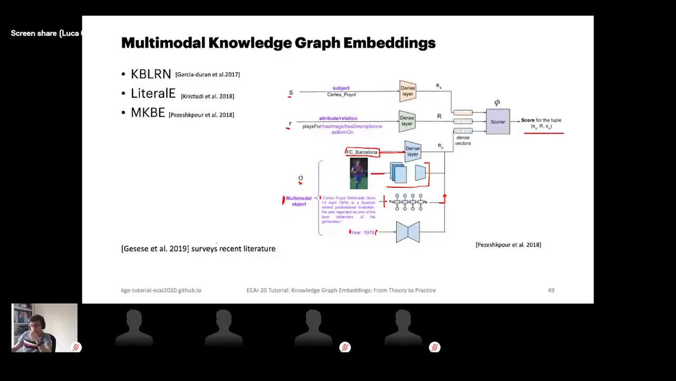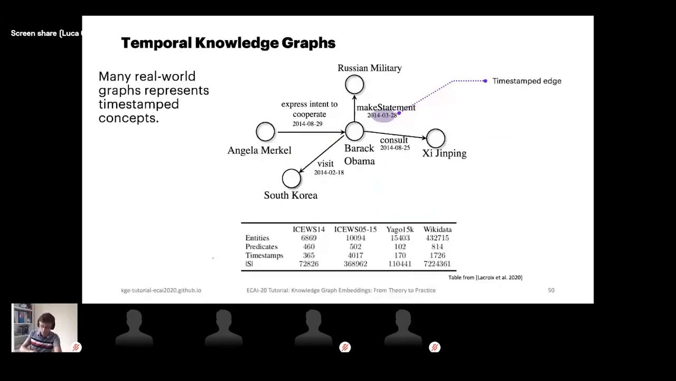But all in all, I would suggest to read this recent survey paper that covers the most recent developments in this area, because it's quite one of the interesting areas to look at research wise. And speaking of multimodality, we should consider as well that a lot of real world graphs represent time-stamped concepts, right? So time is an important dimension, and sometimes it's considered a bit the big ugly in knowledge graphs because it's hard to represent. It's tricky. Time is always a tricky aspect, data representation wise.